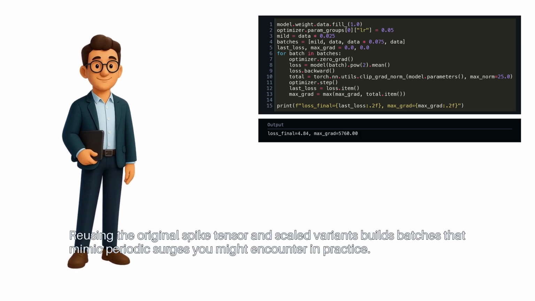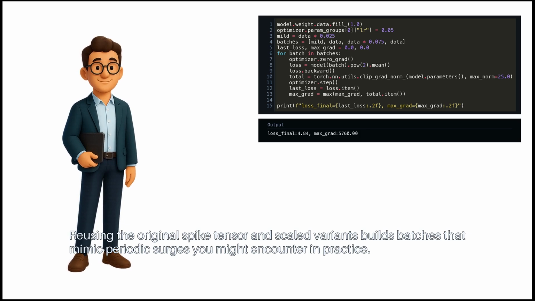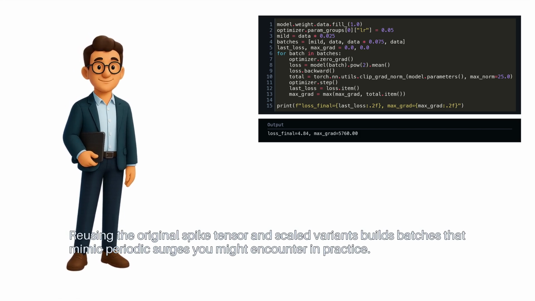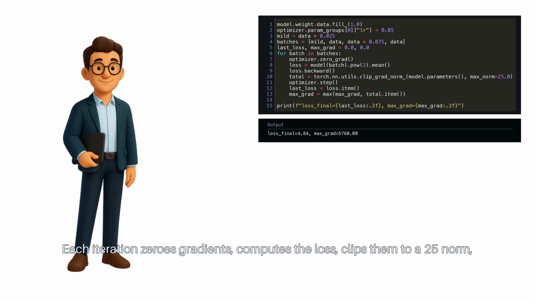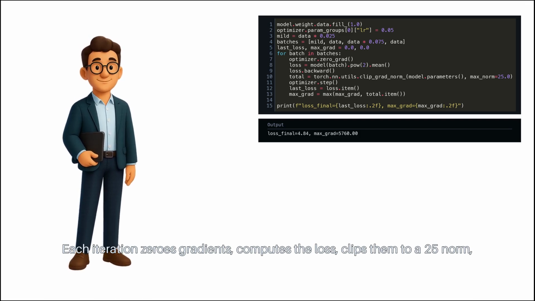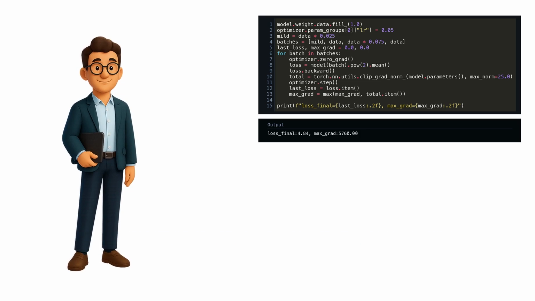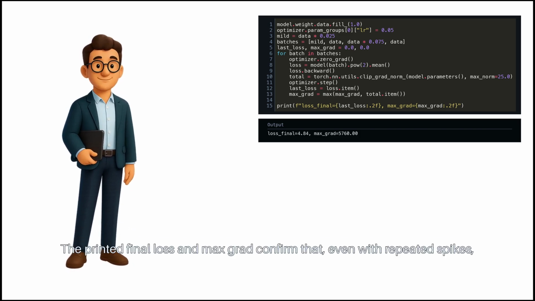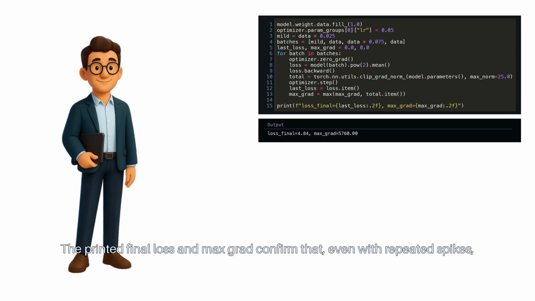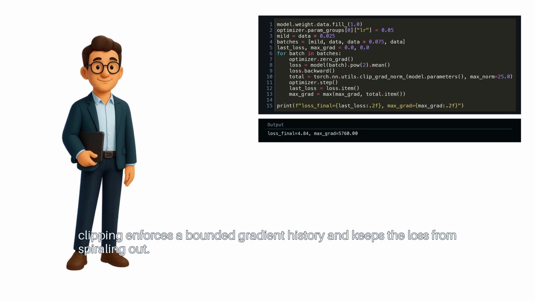Reusing the original spike tensor and scaled variants builds batches that mimic periodic surges you might encounter in practice. Each iteration zeros gradients, computes the loss, clips them to a 25 norm, and updates running trackers for the latest loss and the worst observed norm. The printed final loss and max grad confirm that, even with repeated spikes, clipping enforces a bounded gradient history and keeps the loss from spiraling out.